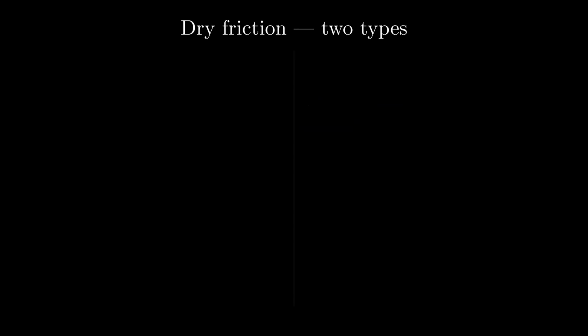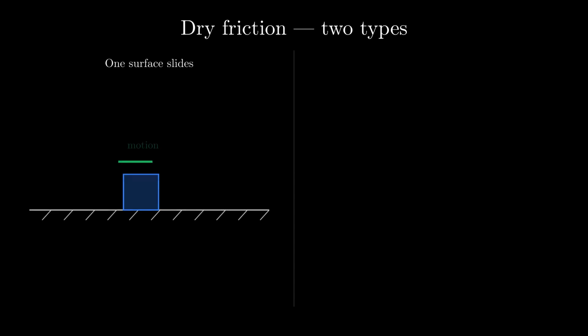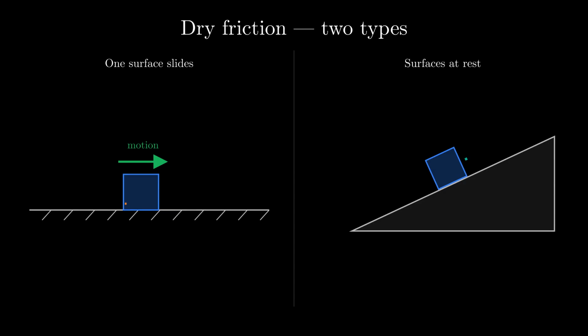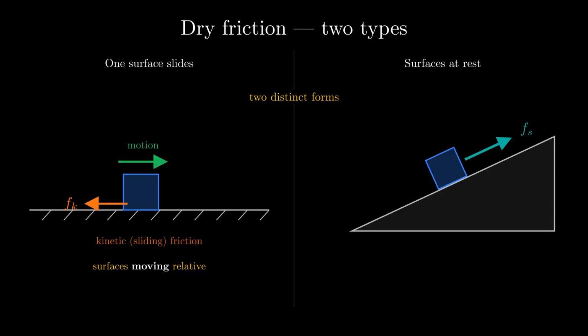When surfaces touch, they resist sliding across each other. Drag a block over a table, or let it sit on a ramp, and either way, a sideways force acts along the contact surface. This is dry friction, and it comes in two distinct forms. When the two surfaces are moving relative to each other, the resistance is kinetic friction, also called sliding friction. When the surfaces are not moving relative to each other, yet a sideways force still holds, like a block resting motionless on an incline, that is static friction.